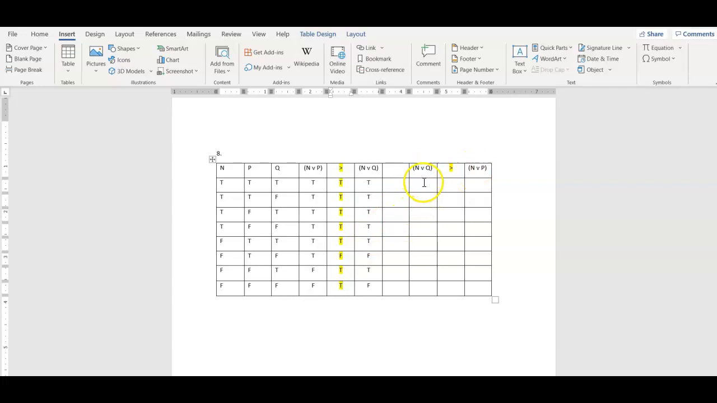All right, now over here, N or Q. Now we're looking at just this same column. Check my text to make sure I wrote the problem down. N or Q, N or P, right? So it's just the same column here as it was right here. So I'm just going to write in T, T, T, T, F, T, F.